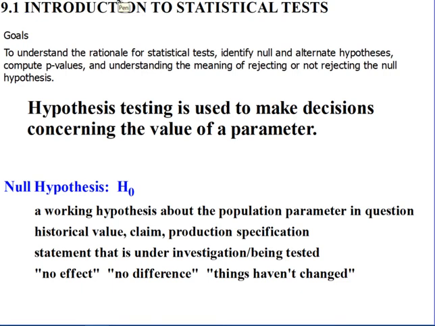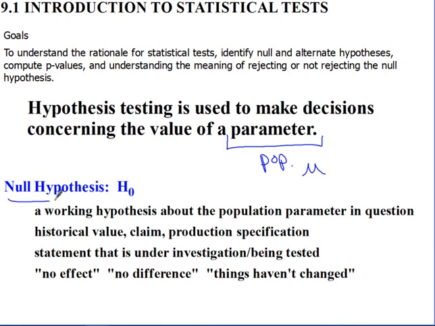Okay, chapter 9 is on introduction to statistical tests. And the tests we're talking about here are called hypothesis tests. Hypothesis testing is to make decisions concerning the value of a parameter. Remember, a parameter comes from the population, so we're talking about mu, or maybe standard deviation, or p.